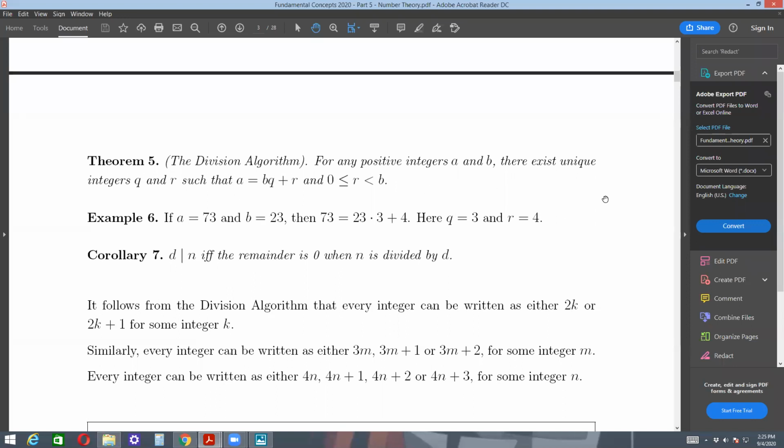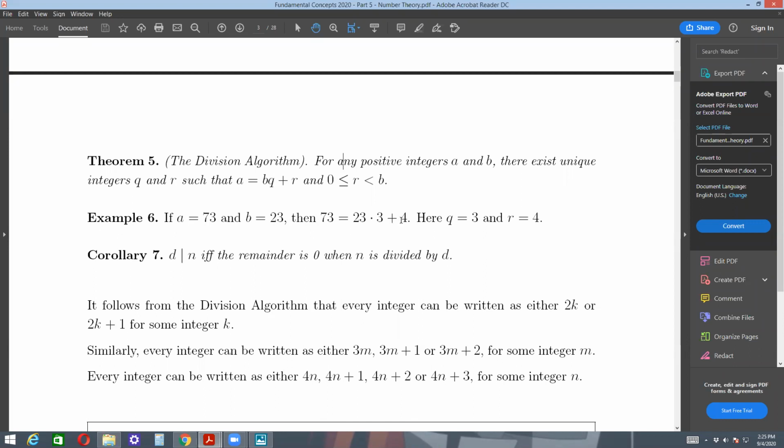Even though you're not actually saying you're using it, it's kind of like using it in practice. All right, so an example here: if I take A is 73 and B is 23, the highest multiple of 23 less than 73 would be 69. So that's 3 times 23. So I could write 73 is equal to 3 times 23, and then the remainder is 4.